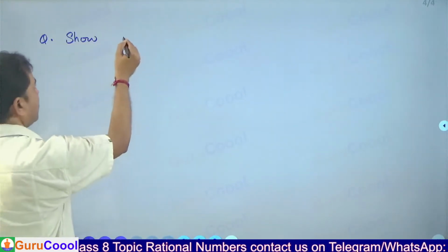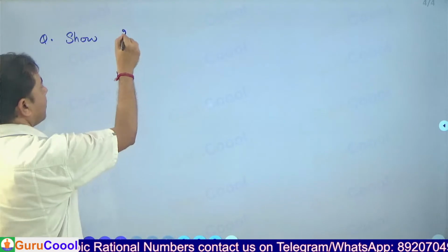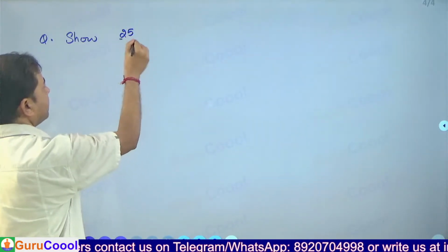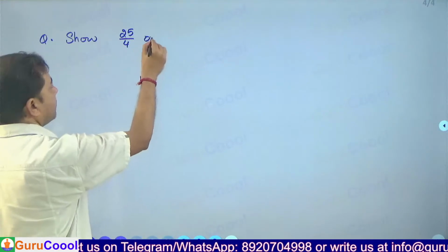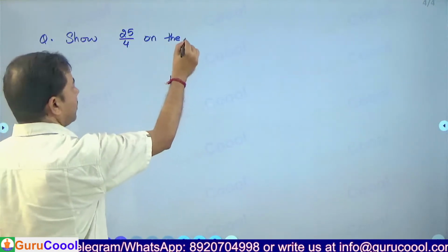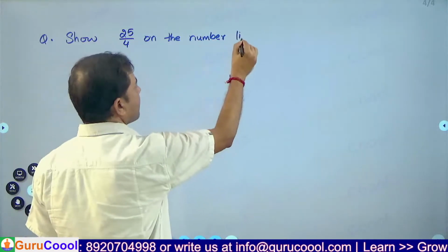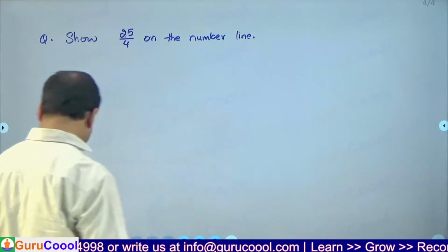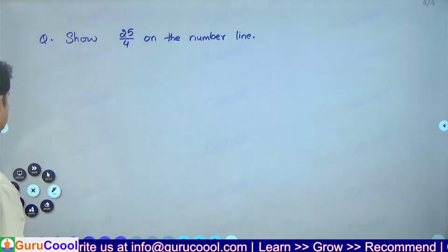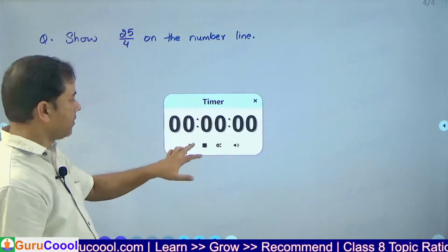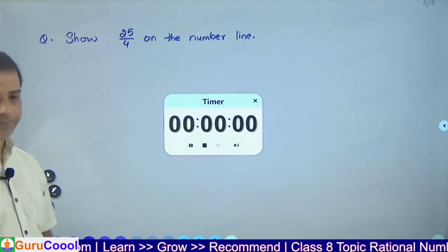Sir, I am doing on time, sir. A person 25 by 4. Can you give some time? On the number line. Now try this question and you have to submit it within 3 minutes. Okay, sir.